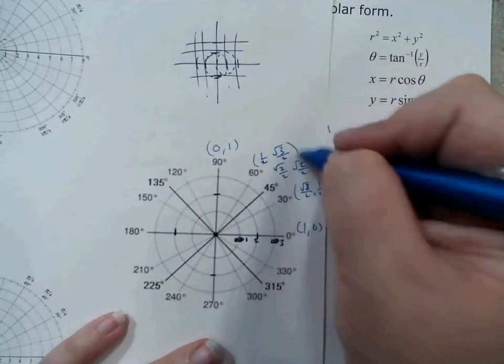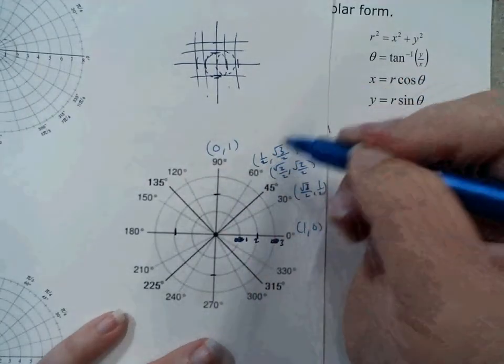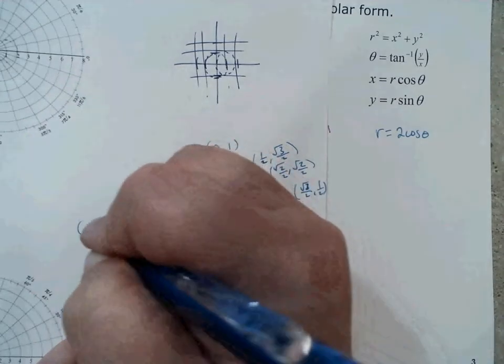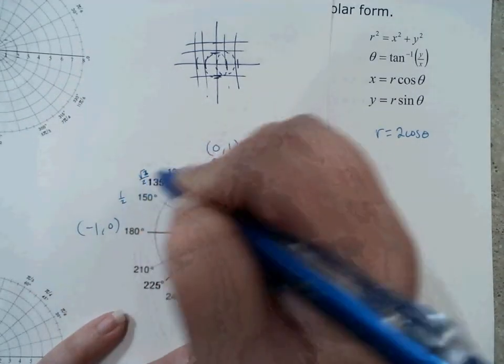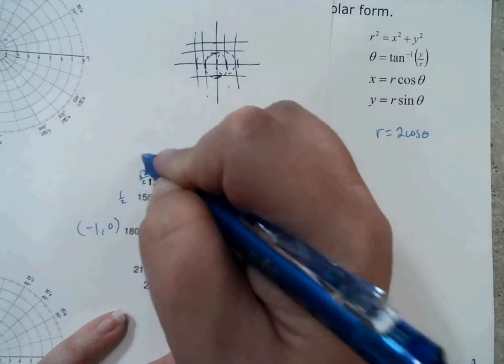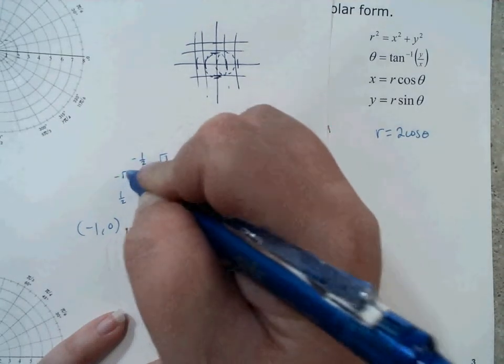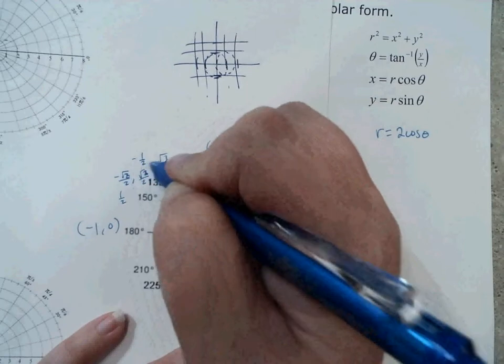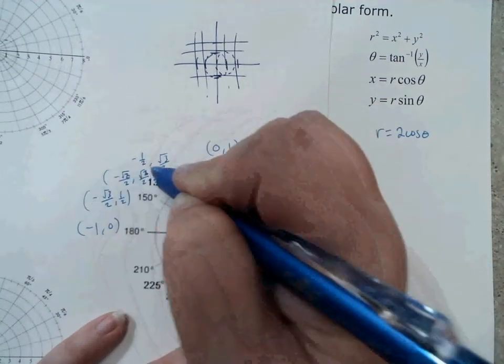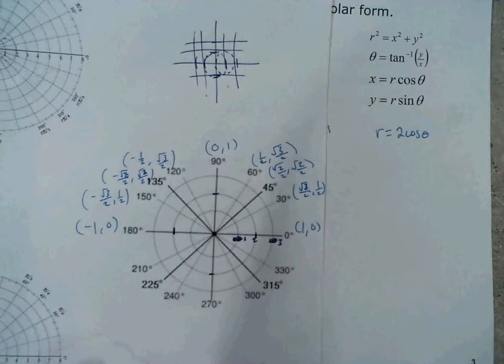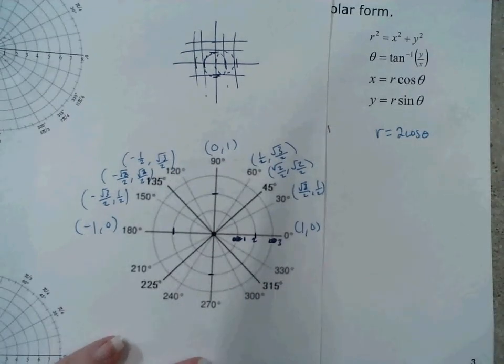0, 1, and then negative 1, 0, 1 half, square root of 2 over 2, square root of 3 over 2, 1 half, negative square root of 2 over 2, and negative square root of 3 over 2. Okay? So, here we go.